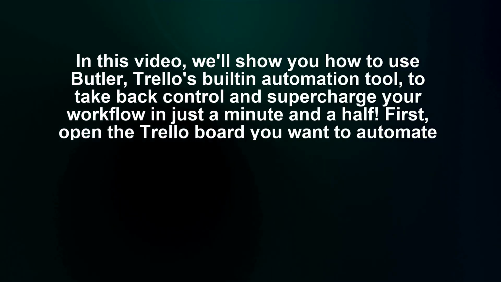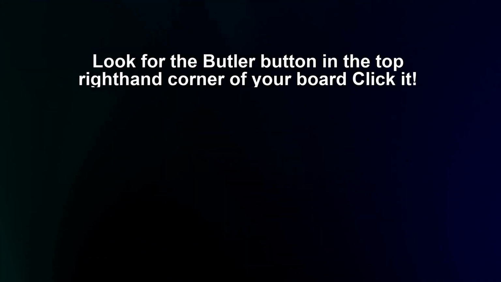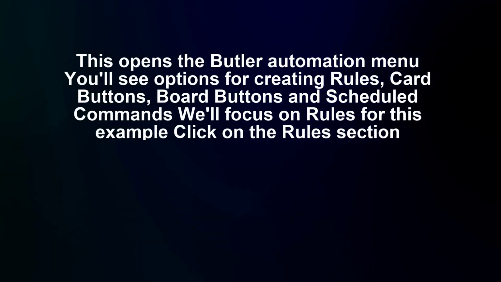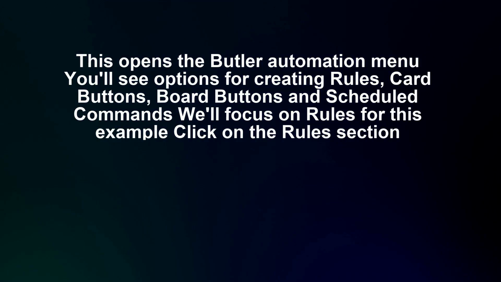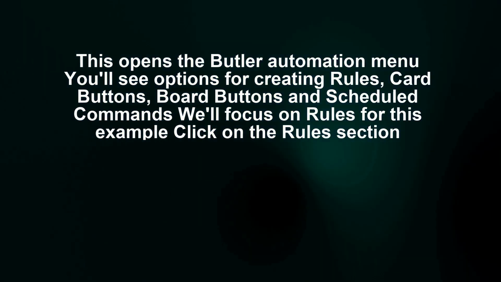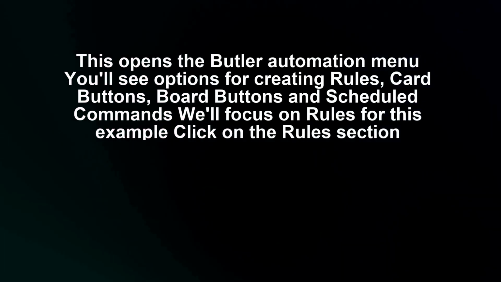First, open the Trello board you want to automate. Look for the Butler button in the top right-hand corner of your board. Click it. This opens the Butler automation menu. You'll see options for creating rules, card buttons, board buttons, and scheduled commands. We'll focus on rules for this example. Click on the rules section.